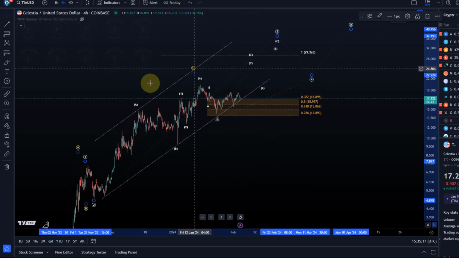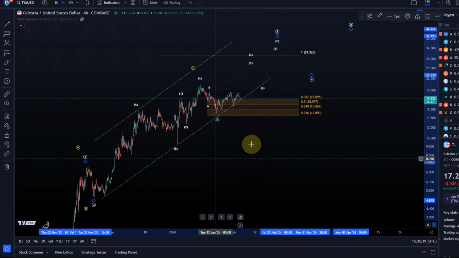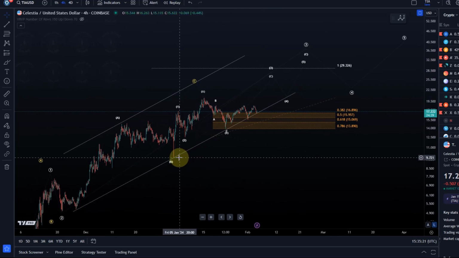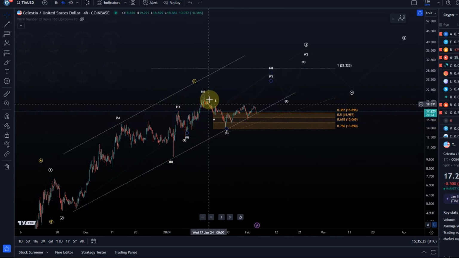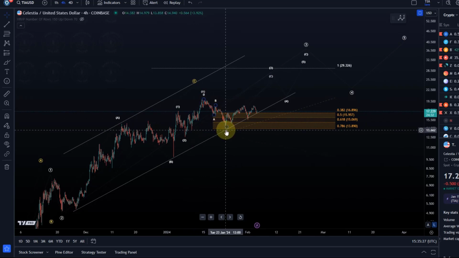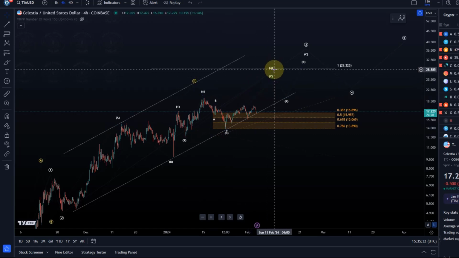So yeah, I can only speculate what this is. I thought about maybe this is a small 1-2 setup in the wave C. All right. This here is the A wave, the B wave. Price reacted to the 78.6 fib level, but then the C wave up should really start now.